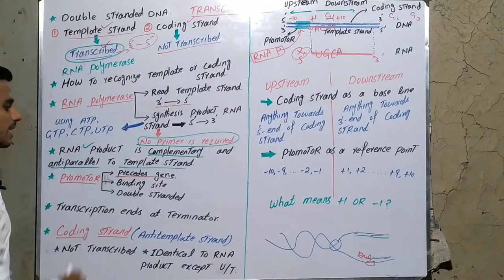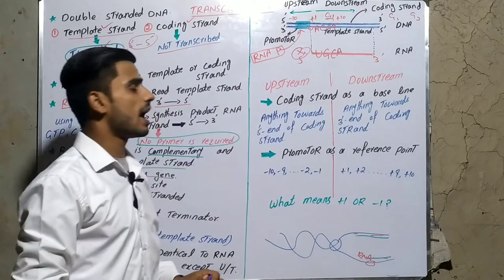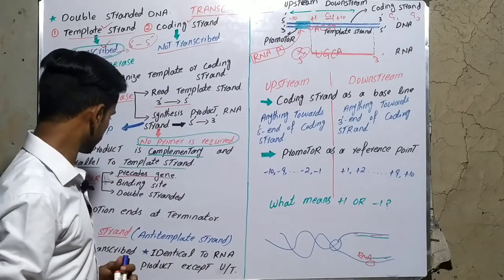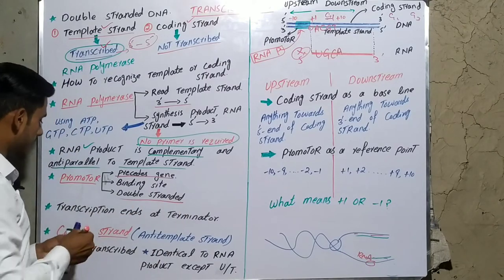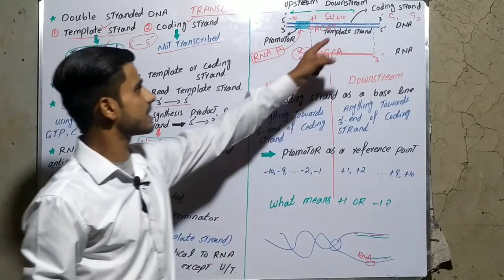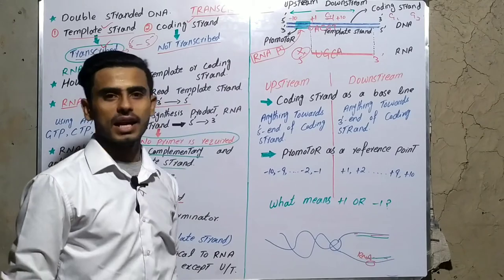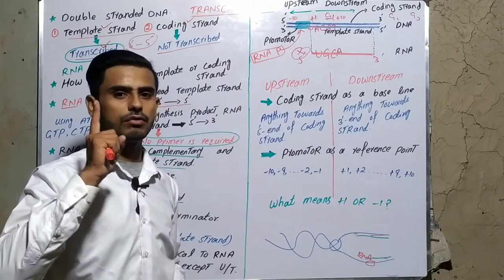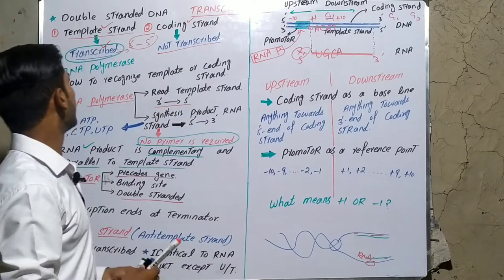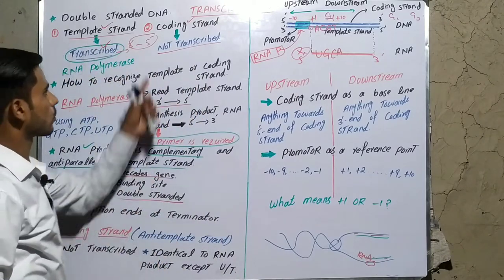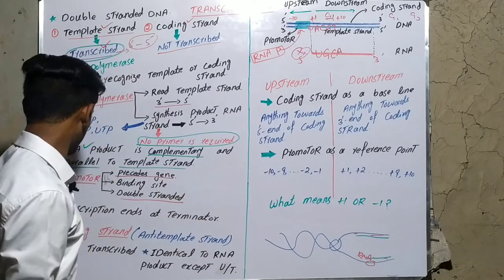Next is the binding site. Yes, it is a binding site for the RNA polymerase. RNA polymerase will come and bind with the promoter. And the last thing is that it is double-stranded. Yes, it is attached to both strands, either the coding strand or the template strand. It is attached to both strands, but it will cause the transcription of only one strand. That strand is the template strand. As you know, only the template strand is going to be transcribed and the coding strand is not going to be transcribed. So it was just a little bit about the promoter.